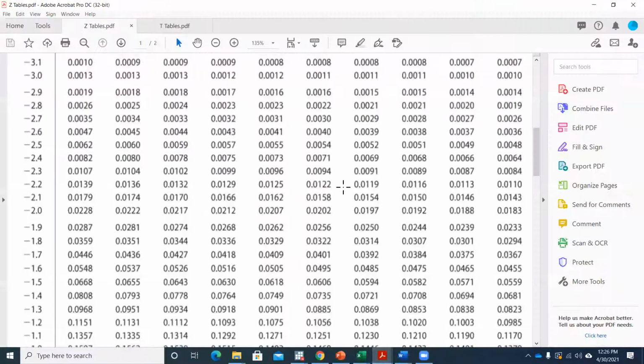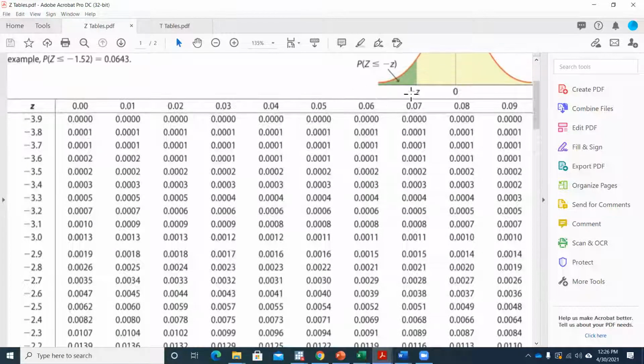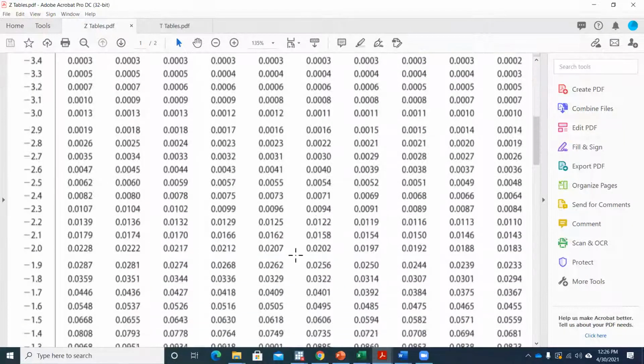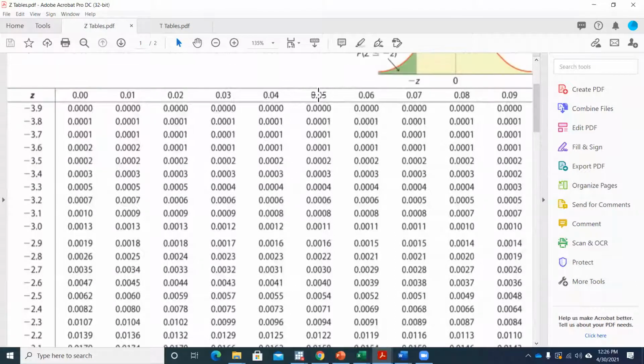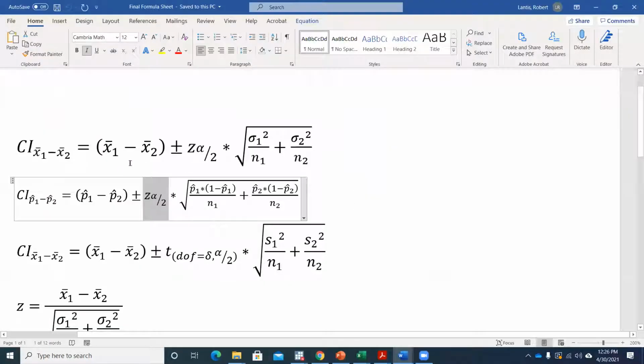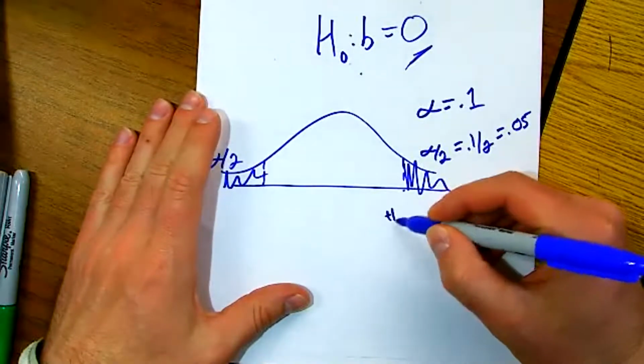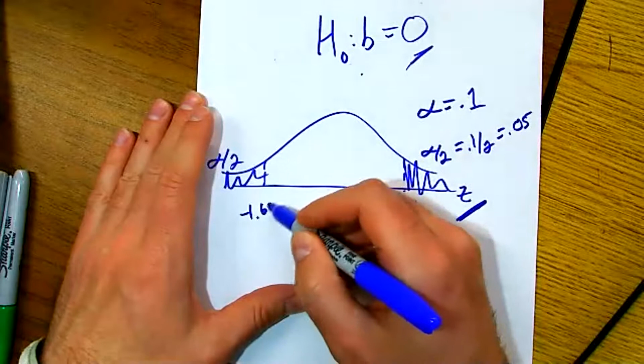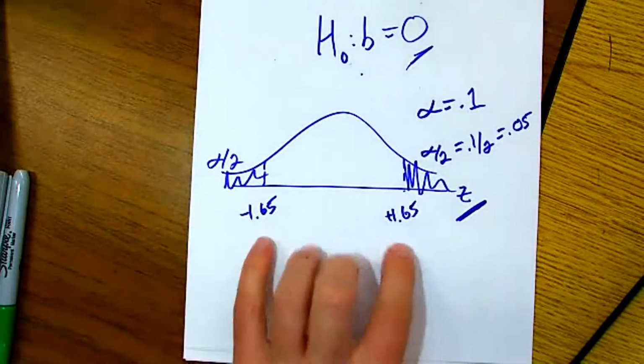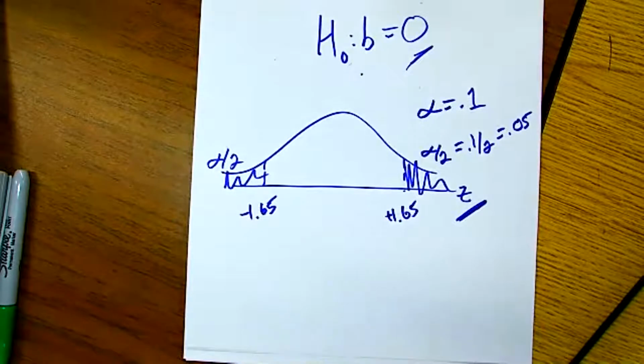I could go to my standard normal table and say, okay, I know I want 0.05 in that tail. So I'm going to find the closest value. It looks like it's in between negative 1.64 and negative 1.65. So I use the higher of the two. So it's 1.65. But the positive and negative are already built into that equation for me. I'm wanting to go 1.65 standard deviations above and 1.65 standard deviations below, so I don't have to worry about those signs because it's already built into my equation.